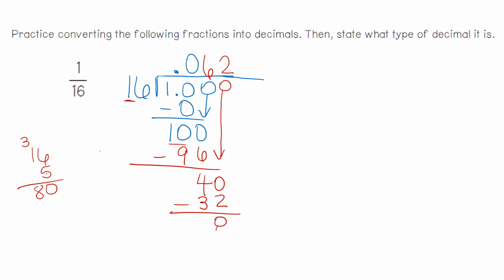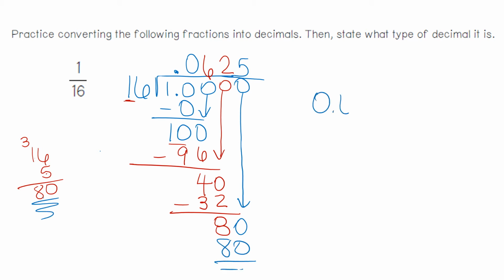And I know a lot of times we stop on that third decimal place, but because this particular fraction started with a 0 in the beginning, we may want to go ahead and add another 0 and test it, because this one actually is going to terminate. 16 goes into 80 5 times, because see, we just did that one a minute ago. So my answer is 0.0625. It is a terminating decimal.